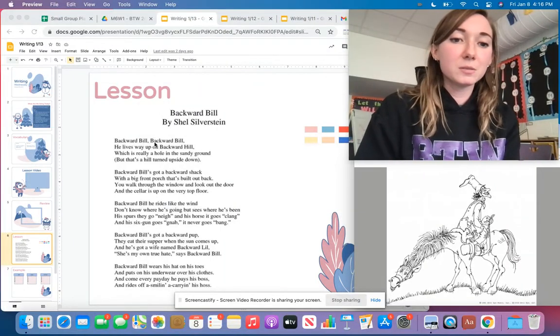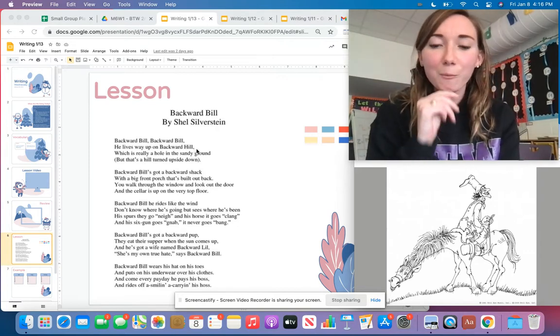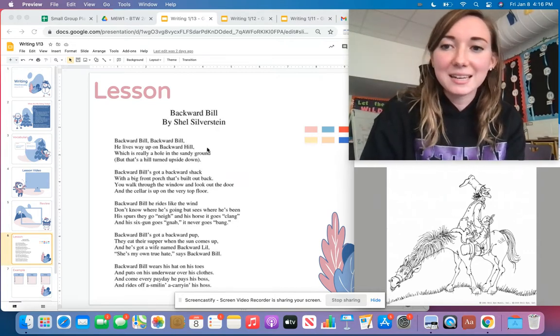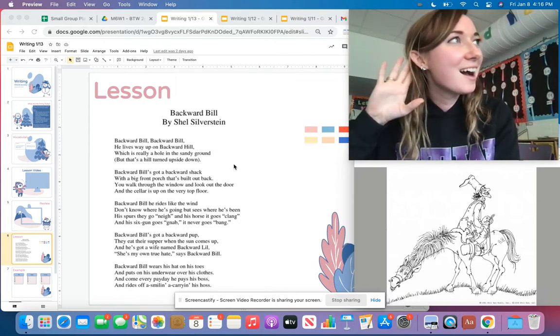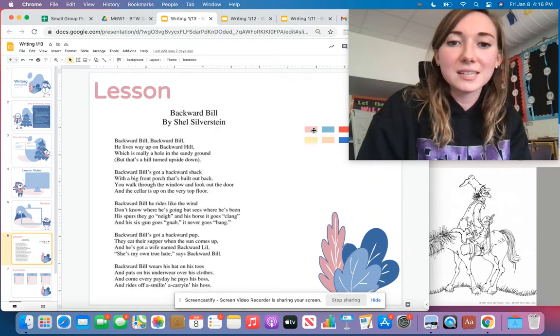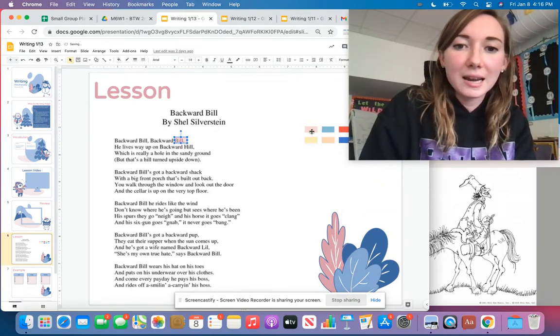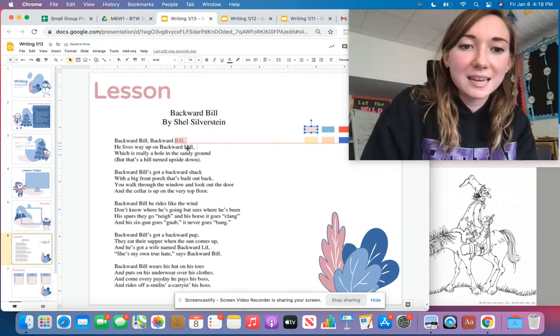So we have Backwards Bill, he lives way up on Backwards Hill. What two words rhyme at the end of these lines? What are they? Bill and Hill. Thank you for participating. So I'm actually going to highlight Bill, and I'm also going to highlight Hill with the same color.